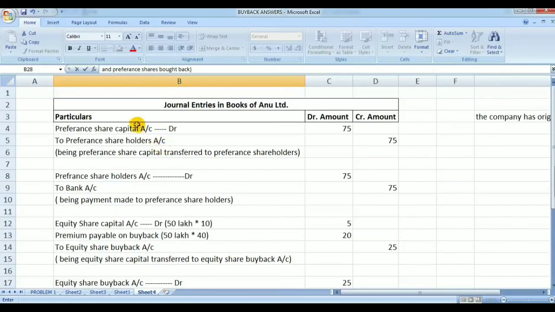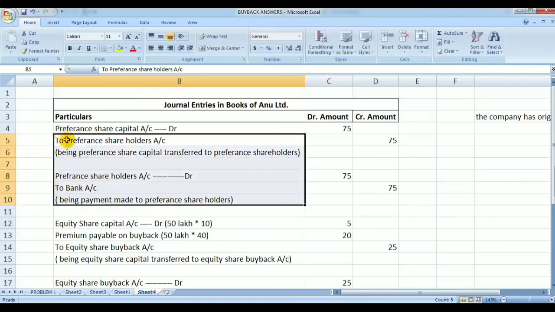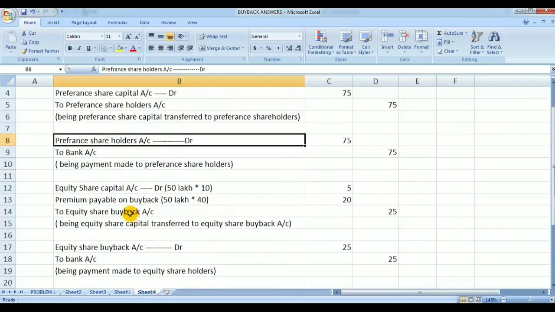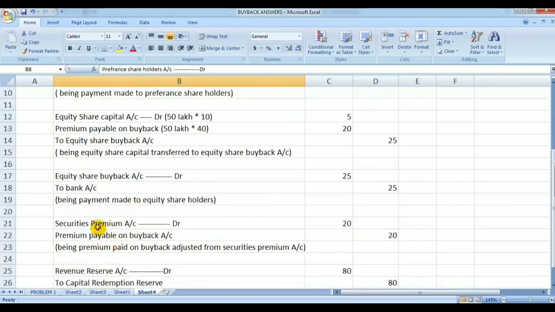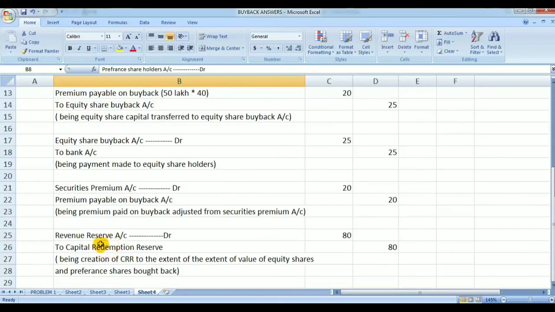Let us make a short recap. Earlier we first of all redeemed the preference shares. For that purpose we passed two entries: first we transferred the amount of preference share capital to preference shareholders, and then we made payment to preference shareholders. Similarly, we transferred the amount from equity share capital to equity share buyback account, and then made the payment to equity shareholders and bought back our shares. Finally, we adjusted the securities premium account with the premium which we paid on buyback, and we created a capital redemption reserve on the face value of equity shares which we bought back. I hope you understood this sum. Thank you.